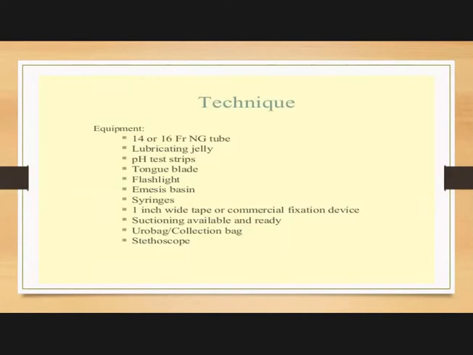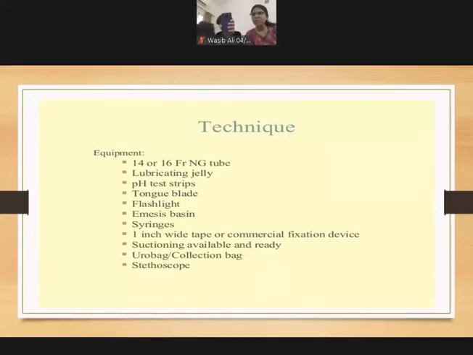Technique. What are the equipments we have to use? A 14 or 16 French NG tube. Okay, and lubricant jelly to apply on the tube, and pH test strips, tongue blade, flashlight, emesis basin, syringes, 1 inch wide tape, adhesive tape, and suction available. Suctioning, and urine bag, collection bag, and stethoscope for the confirmation of the NG tube placement.